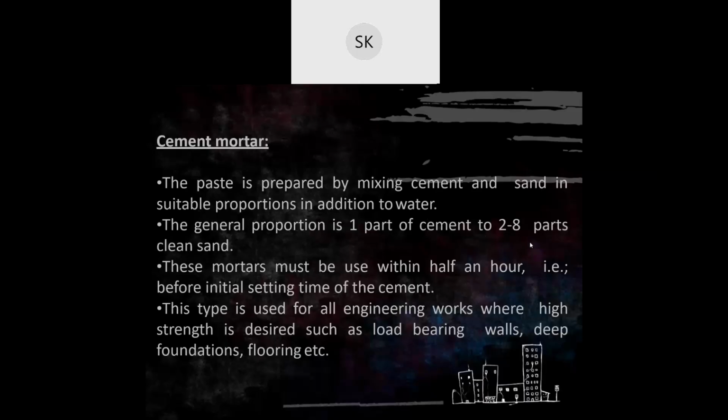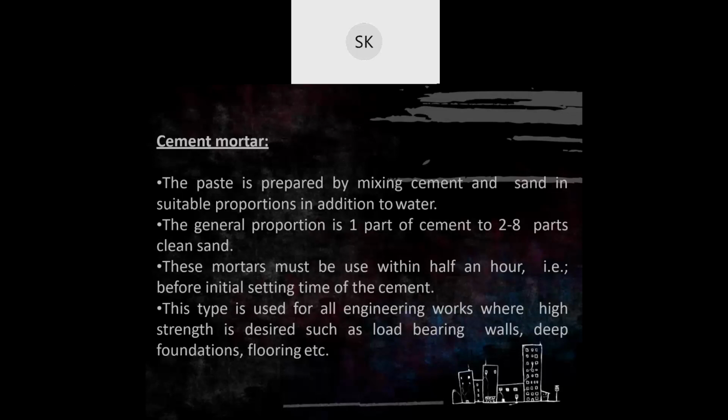Cement mortar. We studied lime mortar; now let's move to cement mortar. The paste is prepared by mixing cement and sand in suitable proportion in addition to water. In cement mortar, it is just a replacement: if you replace the cement with lime, it is lime mortar, and if you replace the lime with cement, it is cement mortar. The general proportion is 1 part of cement to 2 to 8 parts of clean sand.